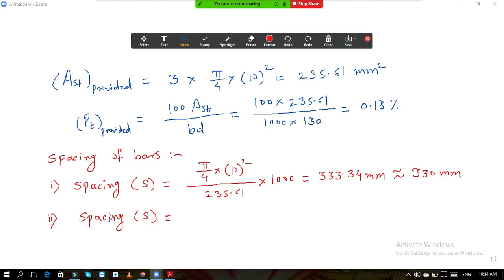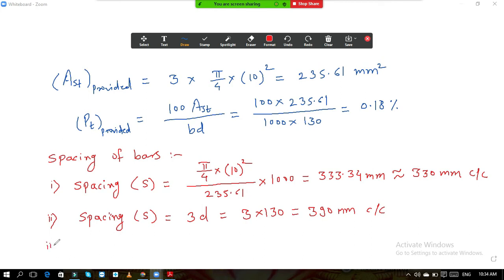Okay, now you can refer to the IS code. So from that we can say that spacing is equal to 3D, which is equal to 3 into 130, which is equal to 390. These spacings are always center to center.